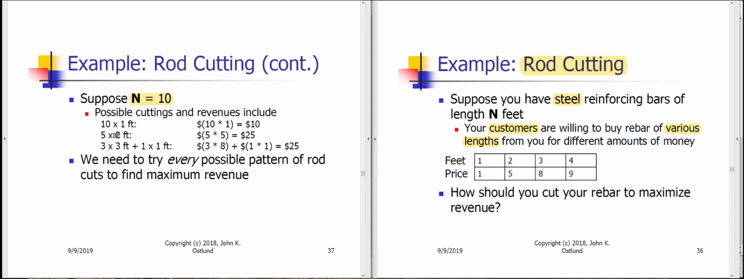Or we could create 5 2-foot pieces of rebar, which we could sell for 5 times $5, getting $25. So clearly it's going to be better for us to create 5 2-foot pieces of rebar than 10 1-foot pieces of rebar. But what is the absolute optimal way? All right, well, if we try to create 3 3-foot pieces of rebar and we have 1 1-foot piece of rebar left over, that also gives us $25. What we need to do is to try every single possible pattern of ways of cutting up our rod and figure out which one of those gives us the maximum revenue.